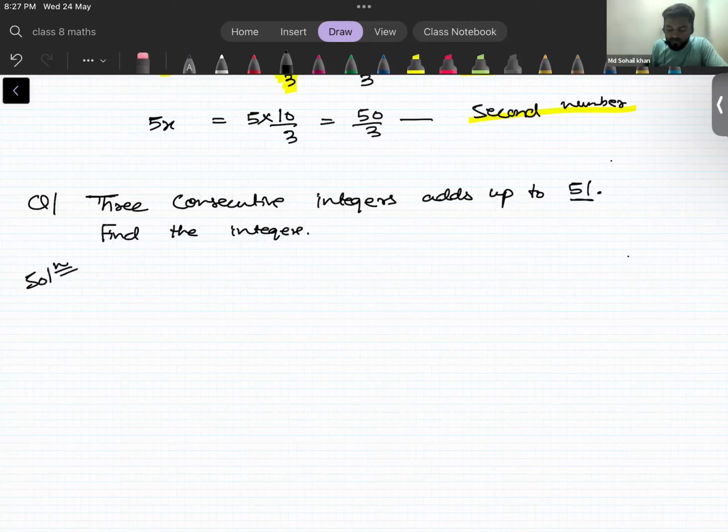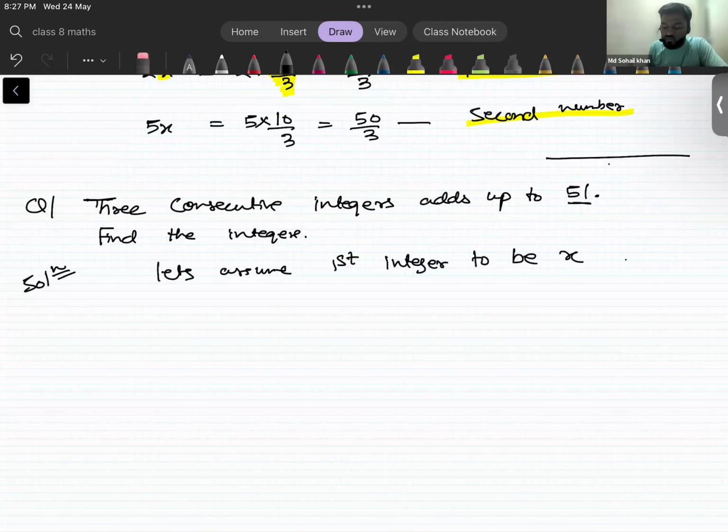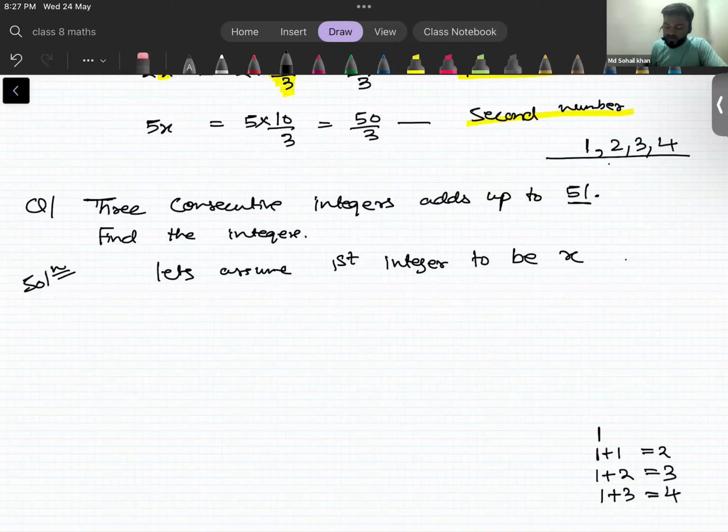How do we do this? Let's assume the first integer to be x here. So what is my second integer going to be? If I write three consecutive integers, do you simply write it like 1, 2, 3, 4? You simply first wrote 1, then you wrote 1 plus 1, that is 2. Then 1 plus 2, you got 3, then 1 plus 3, you got 4. Similarly, we will assume the first integer to be x. And then for the second integer, we will add 1 to x.